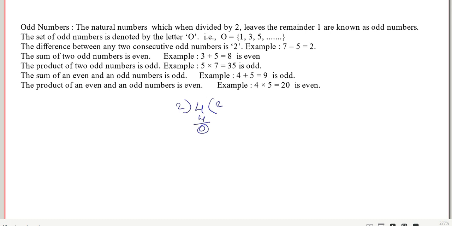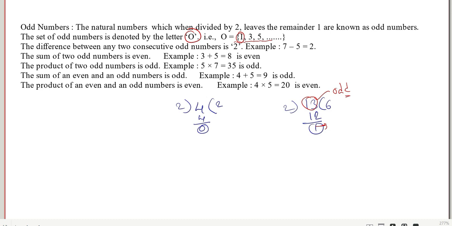But if I take a number 13, on dividing it by 2, what is the remainder that we will get? 2 6 12, 1 as a remainder. So on dividing this 13 by 2, we got remainder as 1. So 13 is known as an odd number. Okay, this collection of odd numbers is represented by capital O. The least odd number is what? That is 1. And the next odd number is 3. Next odd number is 5, and so on.